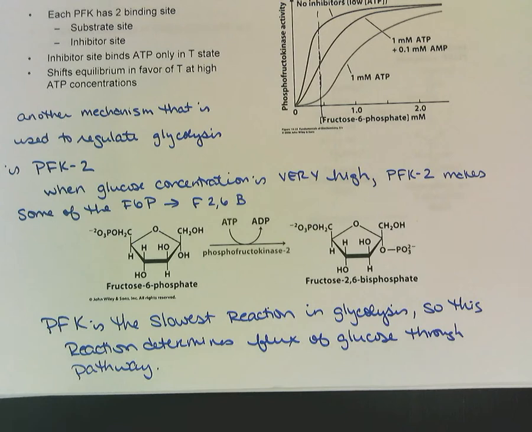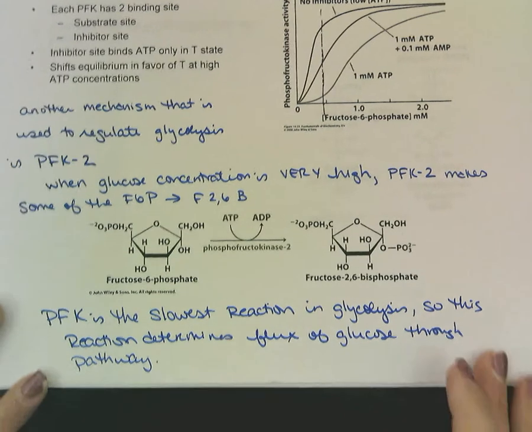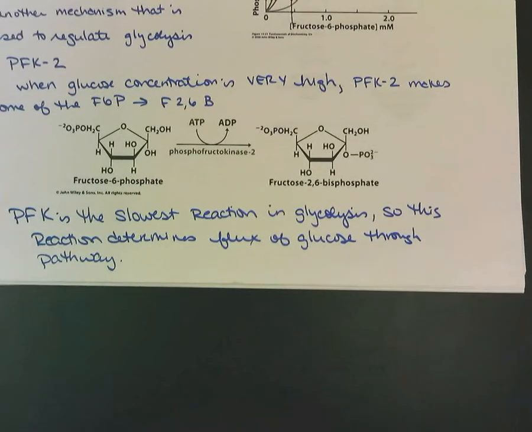So, PFK is the slowest reaction of the 10 in glycolysis. And as such, this reaction determines the flux of glucose through the pathway. So it's kind of the gatekeeper that determines that.